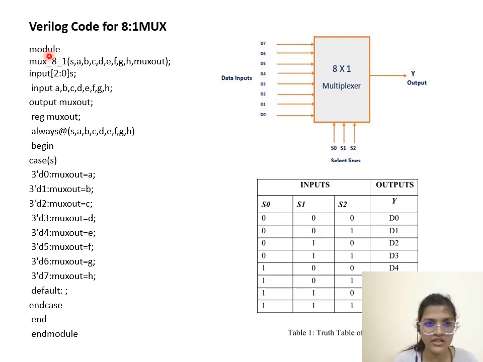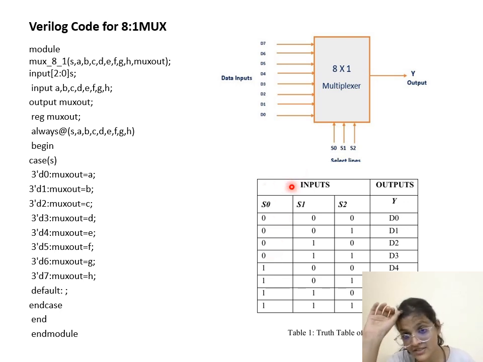Now for 8:1. The 8:1 multiplexer has a 3-bit input selection line as a selector to choose which one of the 8 inputs is passed to the output mux out. So there are 8 inputs and 1 output, and there are 3 selection lines, which means 2 to the power 3, which is 8. There are 8 inputs.